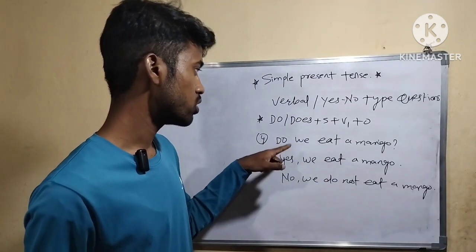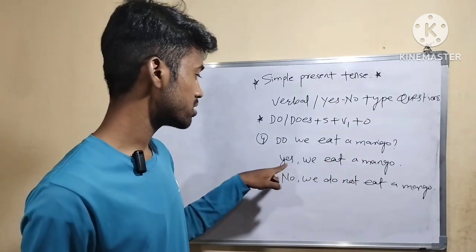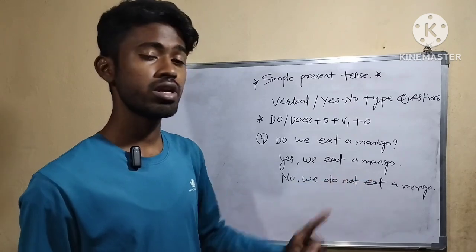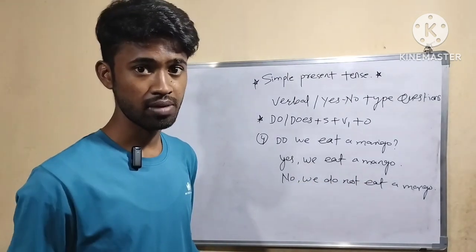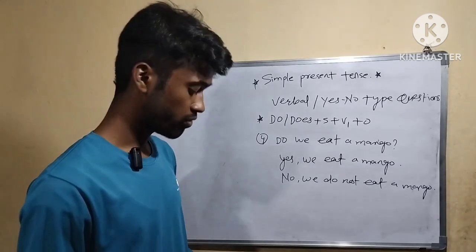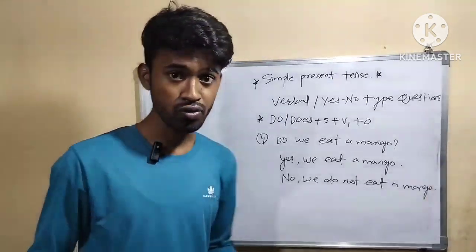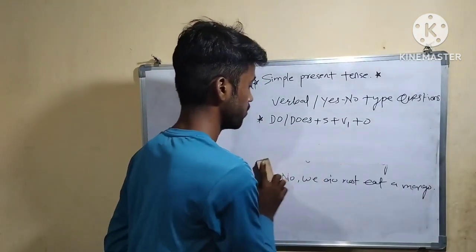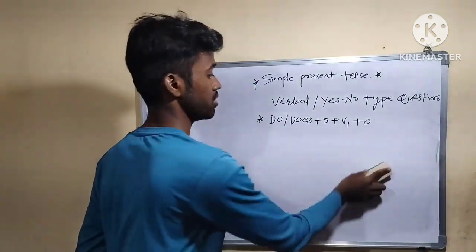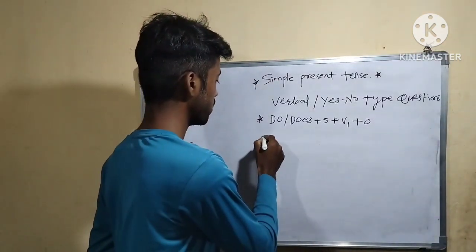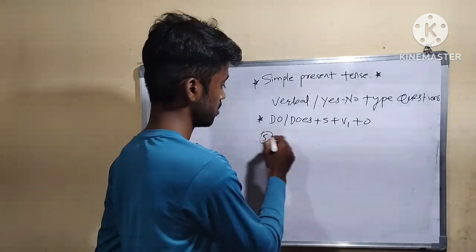Okay, what is the question? Do we eat a mango? Positive answer, yes, we eat a mango. Negative answer, no, we do not eat a mango. So this is the fourth example. So we will see one more example. We will take a little bit different example. So this example will be the fifth.